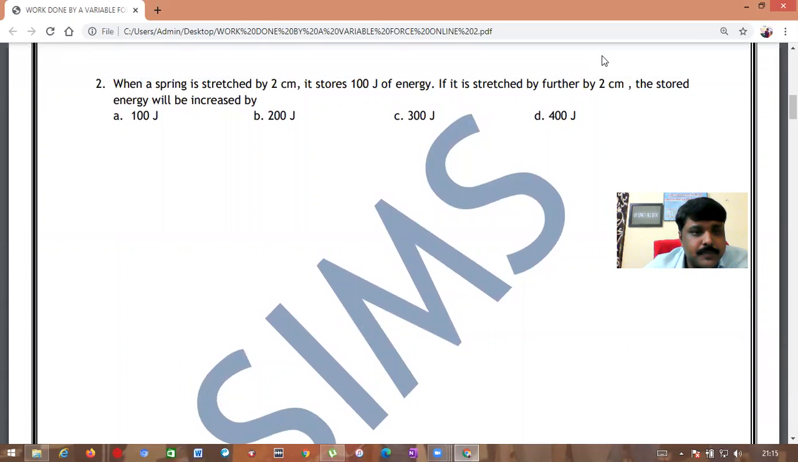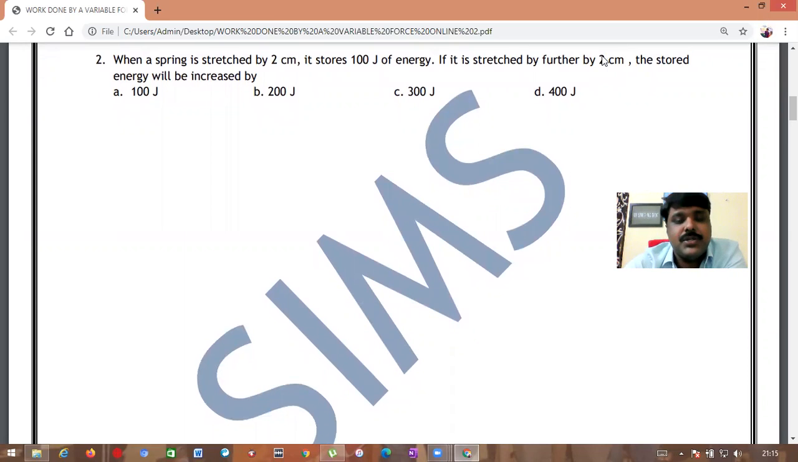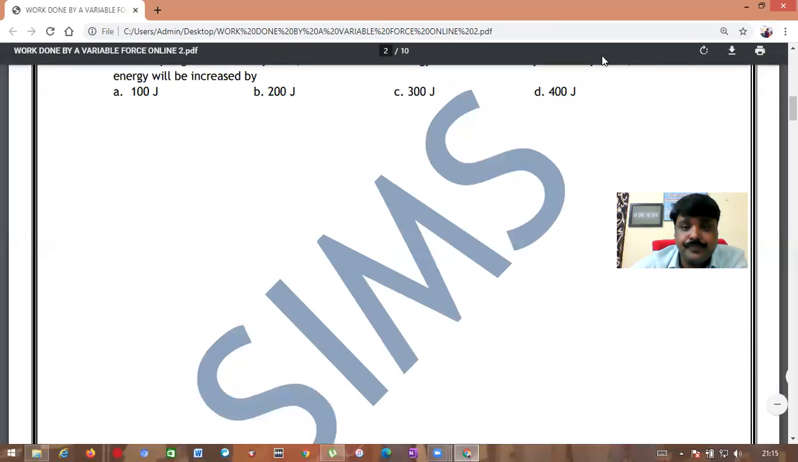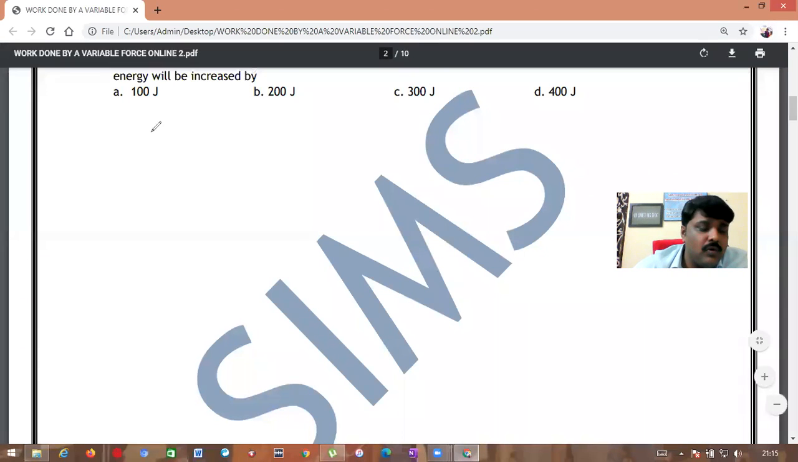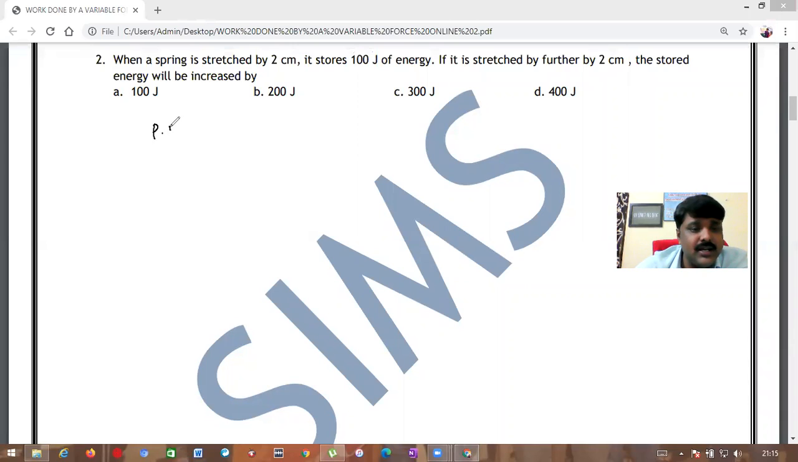When a spring is stretched by 2 centimeters, it stores 100 joules of energy. If it is stretched further by 2 centimeters, the stored energy will be increased by. Okay, here, what is the potential energy that is stored by the spring?